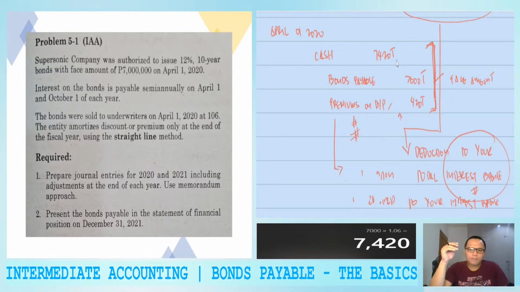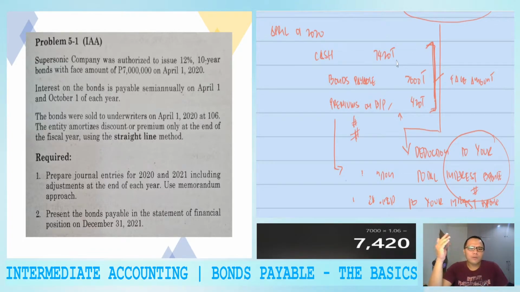Because, as the name suggests, using the memorandum approach, during the date of authorization we are only to make a memorandum entry signifying that we have been authorized to issue bonds payable at this particular face amount with particular denomination, particular interest, and particular interest payments. Memo, okay?